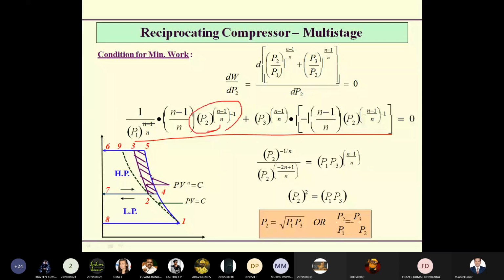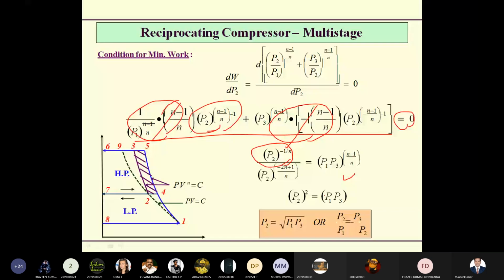So finally we can have this P2 power. We can neglect these two terms, because this will be the same, right? So we will omit that, we will cancel that. Then finally we can have P2 power minus 1 by n divided by P2 power, and this equals P1. Here we are having the equation equal to 0, so we take this to the right hand side. Finally we will have the equation as P2 square equal to P1 P3.